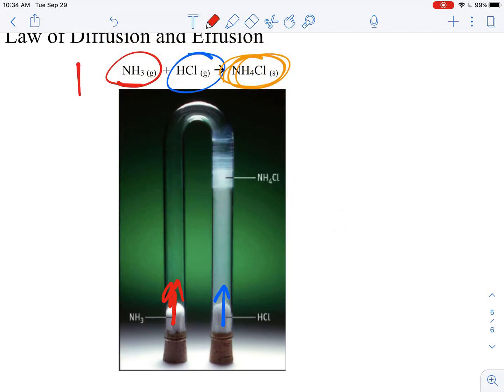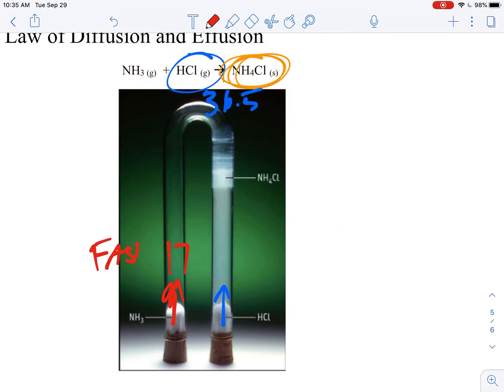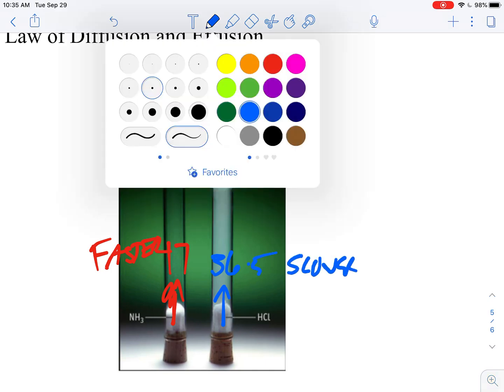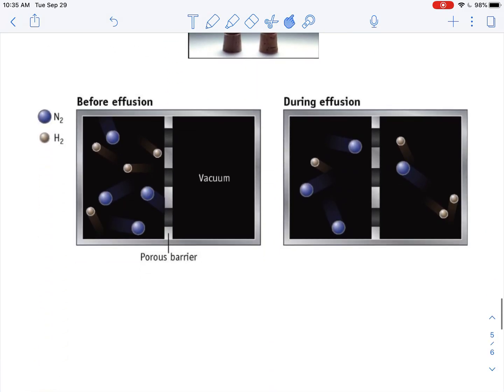Well, check out their masses. Ammonia has a mass of 17. Hydrogen chloride has a mass of about 36.5. So 17 is a much smaller molecule, and because it's smaller, it's going to be faster. So this one here is smaller and faster than the 36.5, which is this one. He is bigger and slower. And so consequently, when these are both put in, they meet somewhere closer to the blue 36.5 because it is a slower molecule.